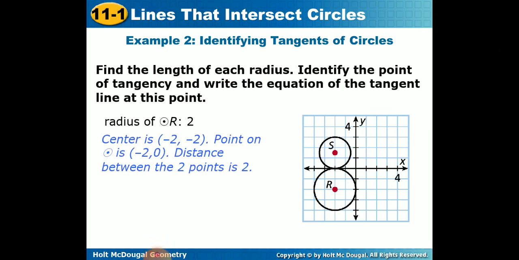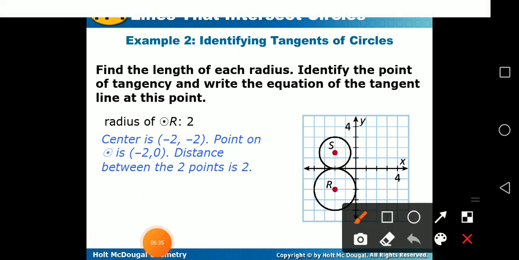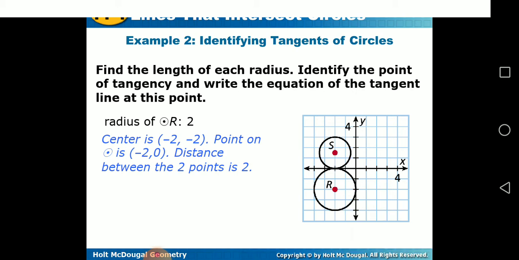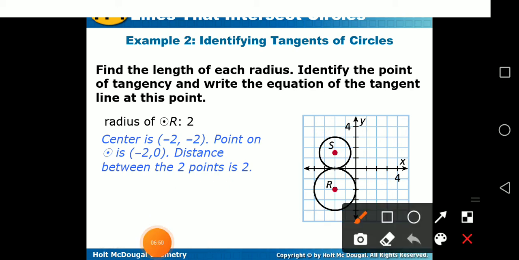So radius of circle R. Okay, guys, radius of circle R. Can you see circle R? Where's the radius here? This is the radius. I will count how many units I got, 1 and 2. So the radius here is 2, because I counted from the center 1, 2. And for the other side, -1 and -2.